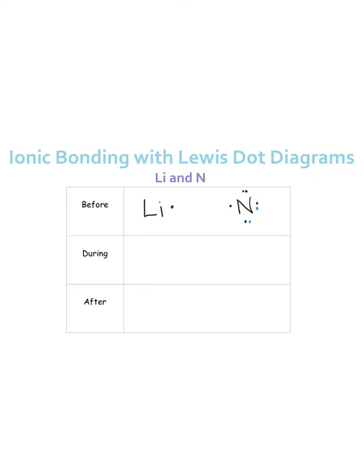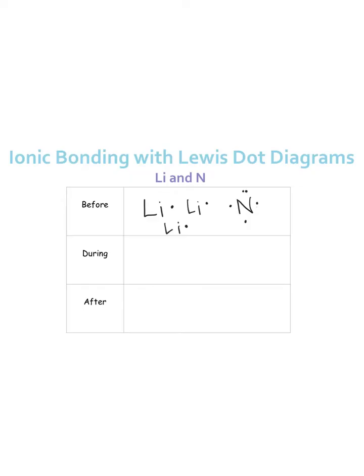Now I'm going to erase those because that was just to show you what nitrogen needs. Now we have to ask ourselves, can lithium give nitrogen what it needs? Lithium only has 1 valence electron to give and nitrogen needs 3. So that means that we actually need 2 more lithiums for a total of 3 lithium atoms, because then nitrogen is going to be able to get the 3 valence electrons that it needs to satisfy the octet rule.